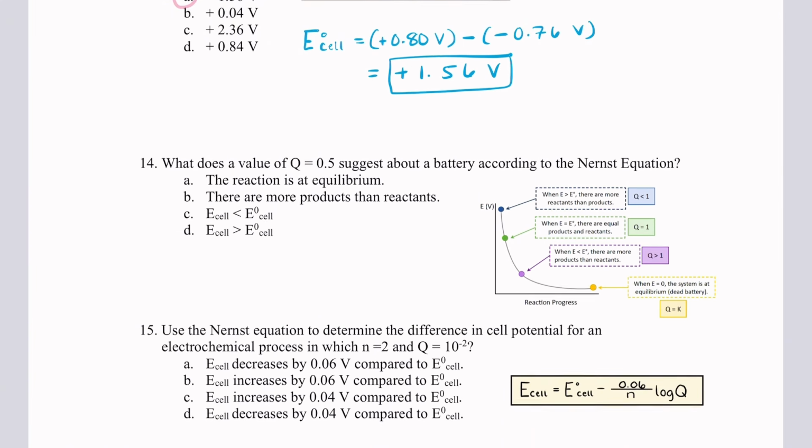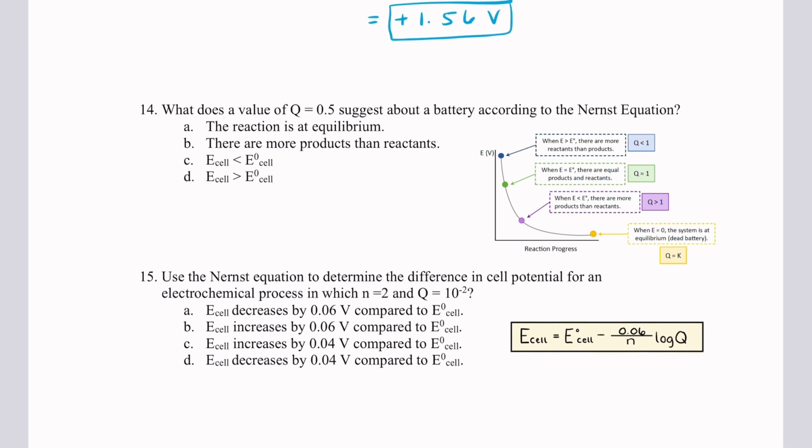Problem 14 says, what does a value of Q equal to 0.5 suggest about a battery according to the Nernst equation? Now, to interpret this correctly, we have to remember what Q represents. The reaction quotient Q is the ratio of products over reactants. And when Q is less than 1, that means the denominator is larger than the numerator.